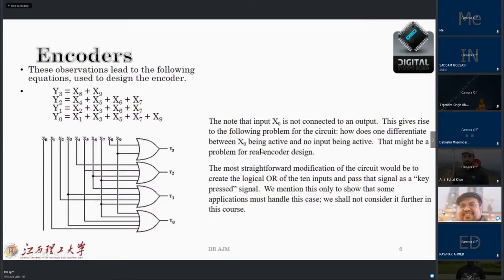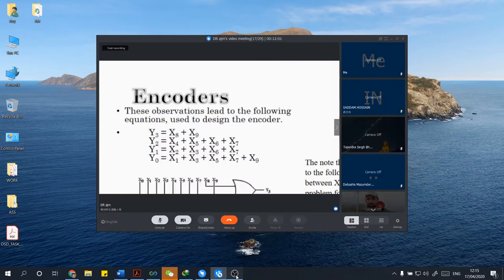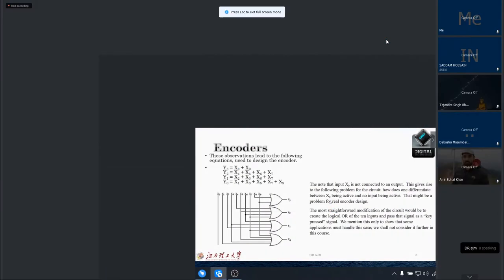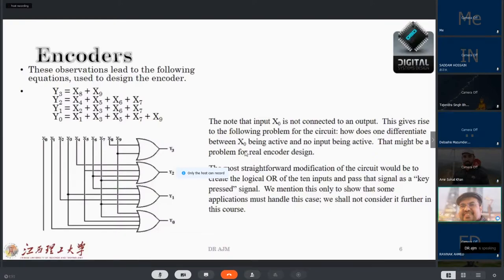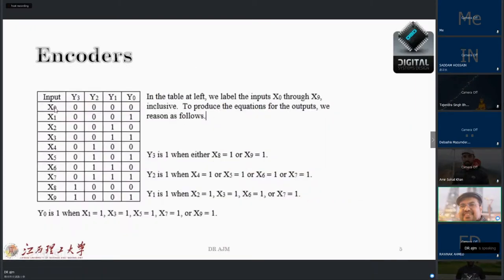It should be noted that the input X0 is not connected to an output, as you will see. This gives rise to the following problem for the circuit. It does not differentiate between X0 being activated and no inputs being activated, because we don't have any case where X0 is 1. That might be some problem for us. What I'm talking about is related to this. You will see that in none of the cases is X0 1. Then it may have the problem.